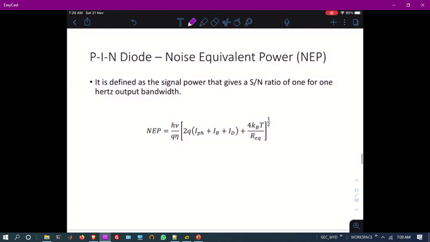Now ideally you should have signal to noise ratio more than 1. So there is a cutoff, or a threshold, above which we should consider the signal to noise ratio, and we have something called noise equivalent power. It is defined as the signal power that gives a signal to noise ratio of 1 for a 1 hertz output bandwidth. So noise equivalent power is: if you make the signal to noise ratio equal to 1 with bandwidth equal to 1, what should be the signal power?